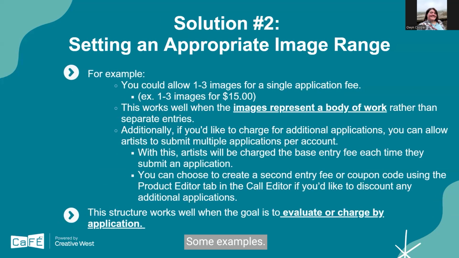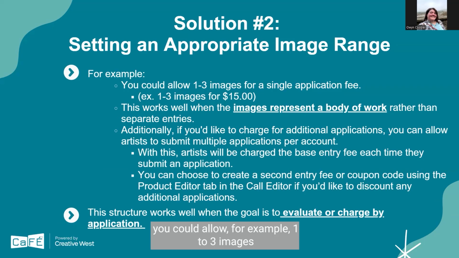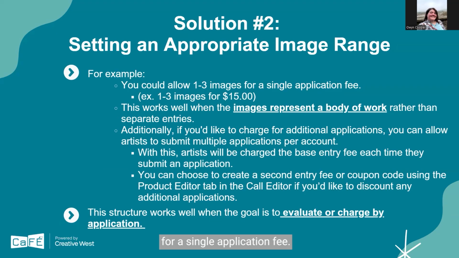Some examples for scoring by application: you could allow, for example, 1 to 3 images for a single application fee. That would then mean 1 to 3 images for $15, for example. This works well when the images represent a body of work rather than separate entries.